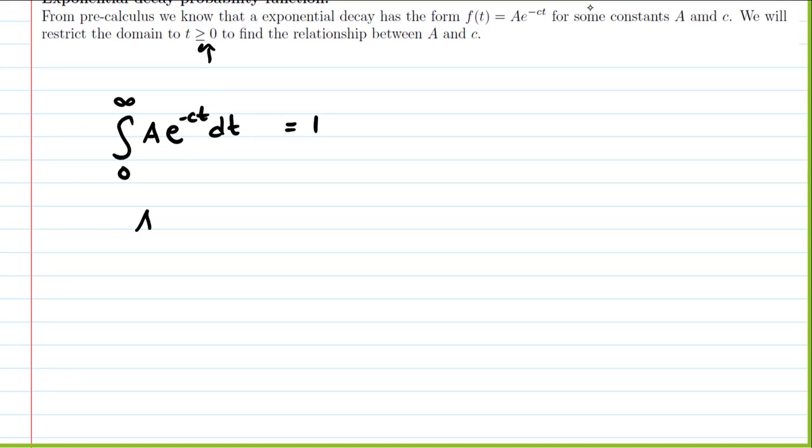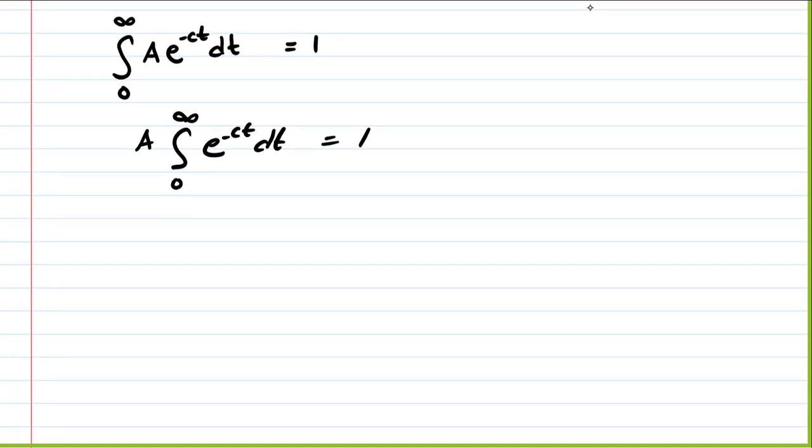So that's what it means to be a probability density function. So when we pull our a out of the integral like we did before, we have the integral from 0 to infinity of e to the negative ct dt, and we take our antiderivative. So what is the antiderivative of e to the negative ct?